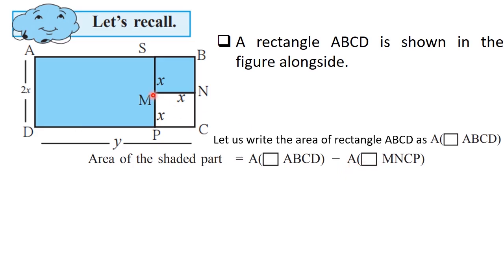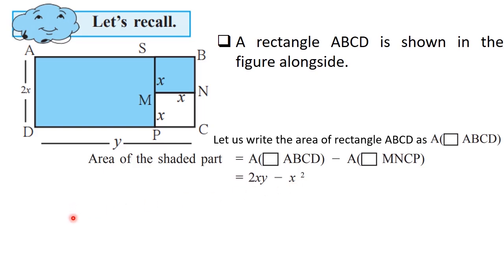of square MNCP. Okay, so now this will be what, students? This will be 2xy, then minus, and then area of square MNCP is what? It will be x square.